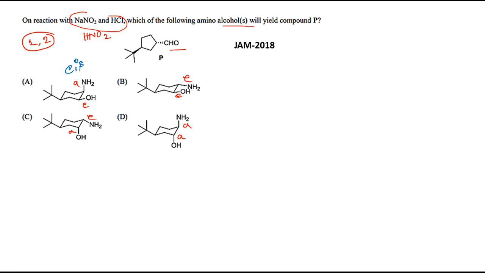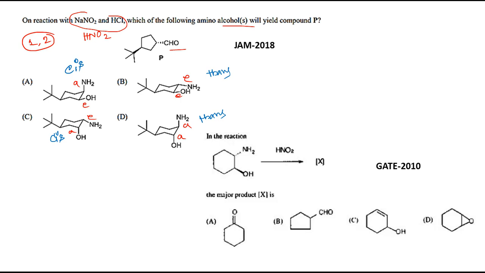Now when it is axial equatorial at 1 and 2 position, it means it is cis. This is trans. This is also trans. Equatorial one is more stable, but these two are trans. Otherwise, all the compounds have the same type of substitution. A similar type of question we also have from GATE 2010, where this trans amino alcohol is given. Only difference, here we do not have this tertiary butyl group, but otherwise this is trans. Now whether it is EE trans or AA trans, that is not mentioned clearly.